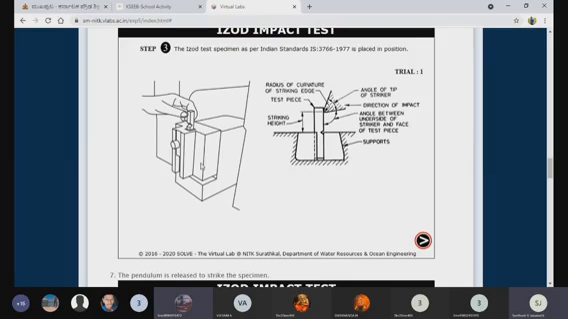Flat edge, not point. Point means just like the tip of a ballpoint pen; we don't want that. That is for the Sharpie test, where we take the point edge. Why do we take the point edge for the Sharpie? I will explain that in the next class.